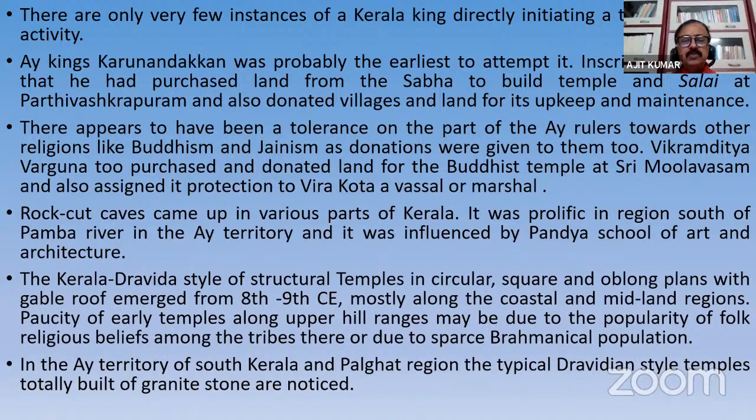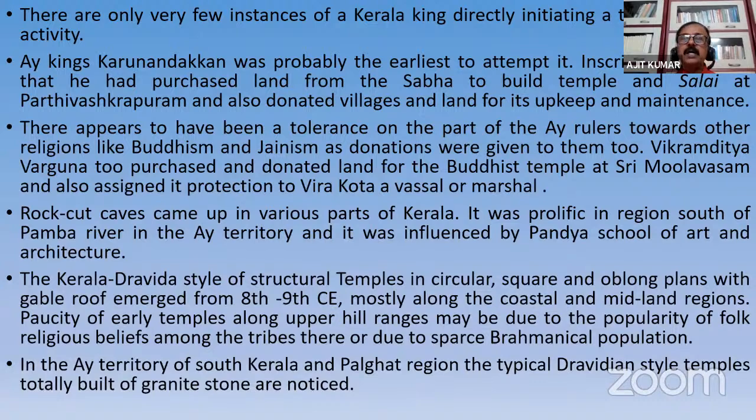One of the earliest instances for which we have epigraphical records is that of King Karunandadakkan, who probably was the first to purchase land from the Sabha to build a temple for Vishnu at Parthivapuram Shekharapuram. This temple was provided with additional villages and land for its upkeep, and also had a shala or boarding school for Brahmins to learn Vedic practices and martial arts. The Aya rulers who ruled in the south probably had tolerance towards other religions, because they also donated for the cause of Buddhism and Jainism.